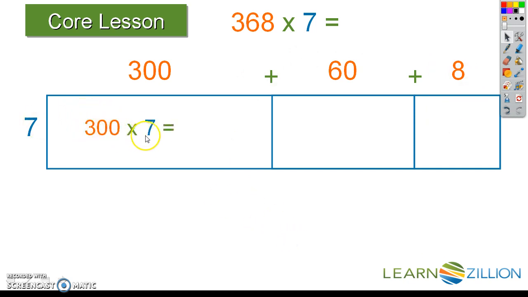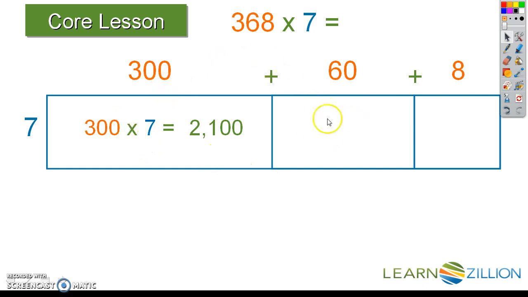So next, you do 300 times 7, so write that in the box, equals, and again you have to use your extended facts, so you have to know 3 times 7, then add the 2 zeros. So if you do 3 times 7 and you add the 2 zeros, you get 21 and 2 zeros, which is 2,100.